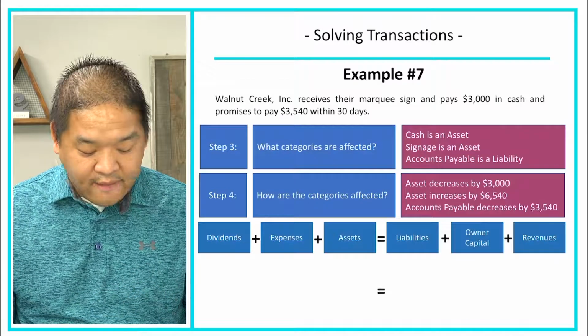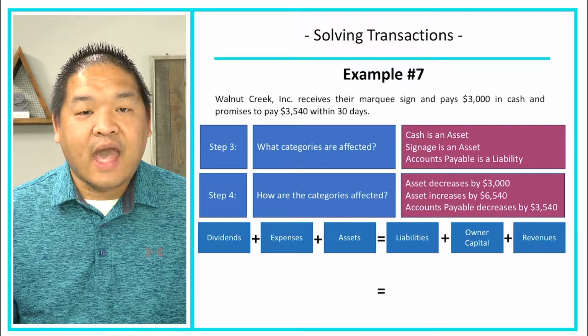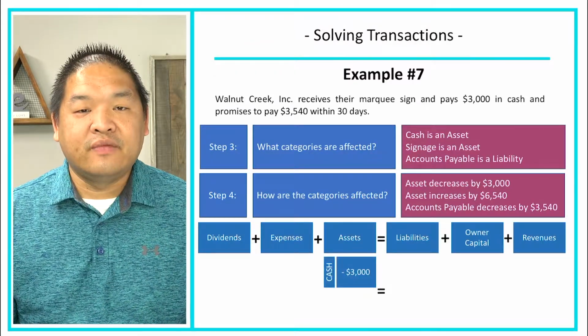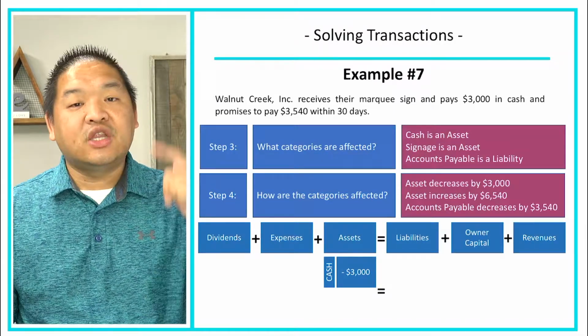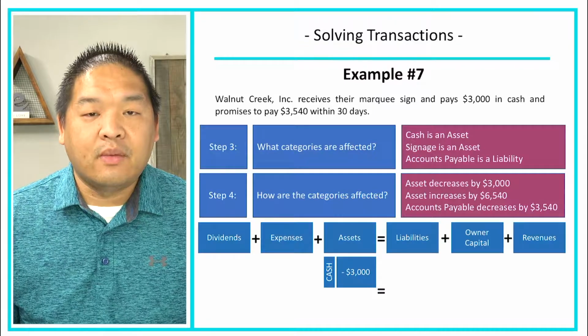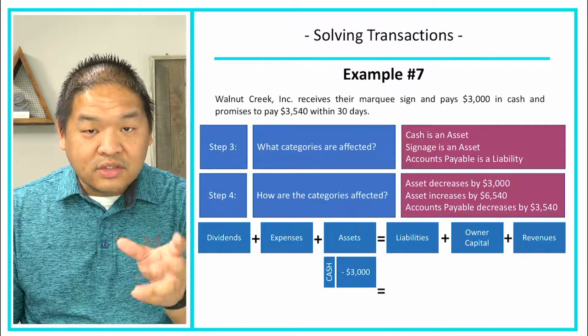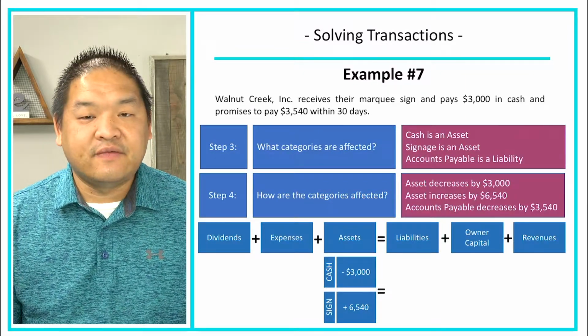So how does this look on the accounting equation? Well, let's start with the first asset, and that's cash. Cash is going to decrease by $3,000, so cash negative $3,000. What about the signage? Well, the signage increased. It increased by how much? $6,540. So that's an asset that's going to go under the asset column. So the sign is going to be plus $6,540.